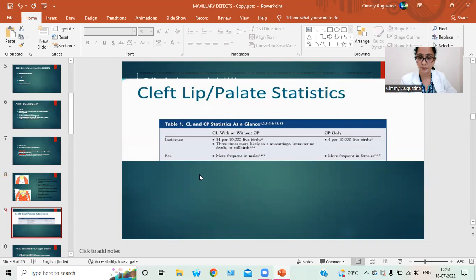Now, if we see the incidence rates, according to a study, it has been seen that patients with cleft lip, with or without cleft palate, are 14 per 10,000 live births. This is the incidence rate. Whereas patients with cleft palate, they say that the incidence rate is 4 per 10,000 live births.